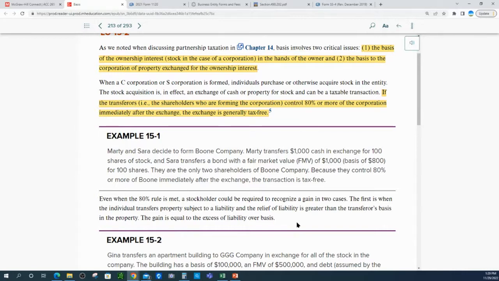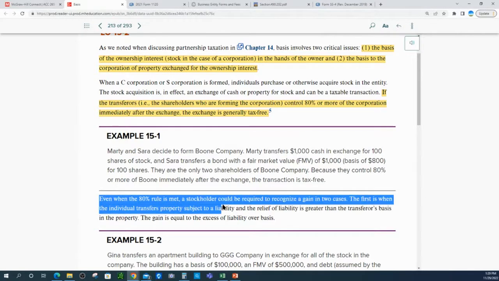They are the only two shareholders. Because they control 80% or more immediately after the exchange, the transaction is tax-free. Now, her basis then would be the $800. So even though she's getting 100 shares of stock, her basis in those 100 shares is the $800. So when that 80% rule is met, there are two times when the shareholder does have to recognize gain.